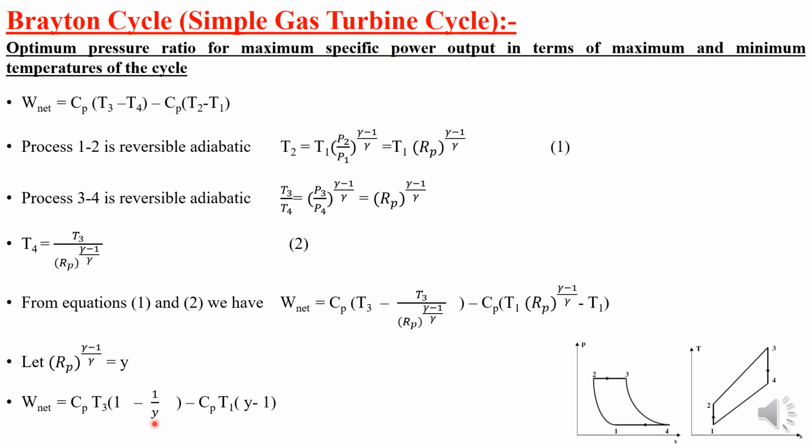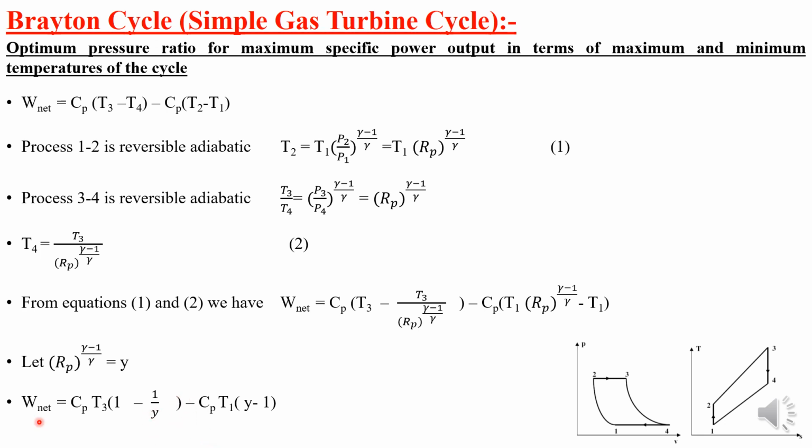So this is the network output. So how can you achieve the maximum power output? Because in this equation, Cp is constant, because it will depend upon your fluid. And T3 and T1 will be the maximum and minimum temperature of the cycle, so that is also constant. Now the only variable is y.